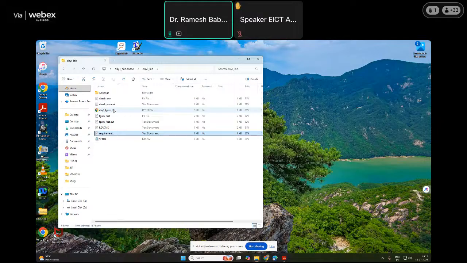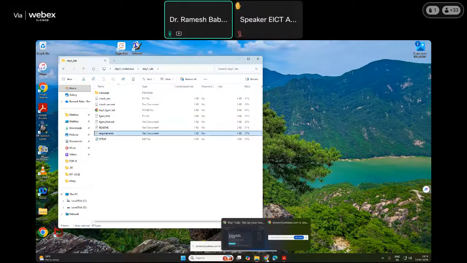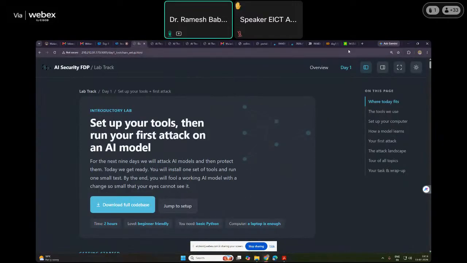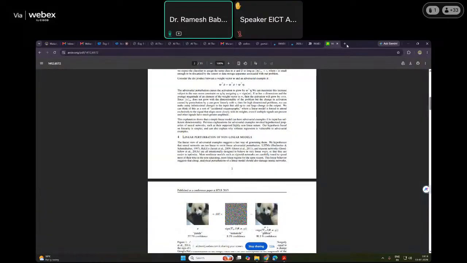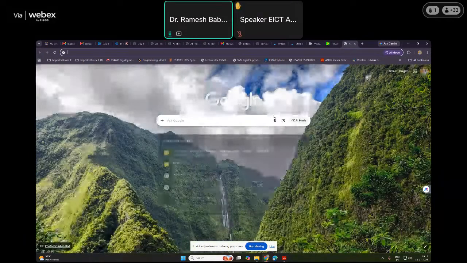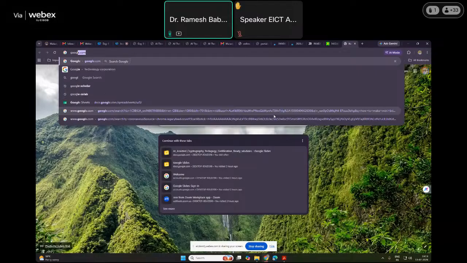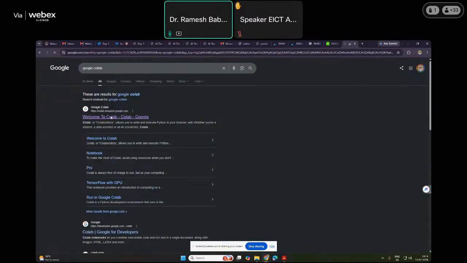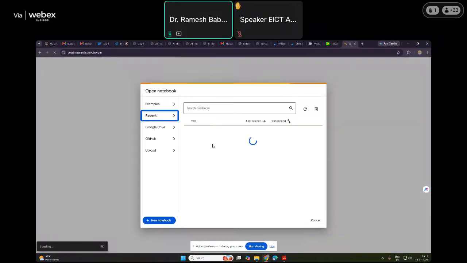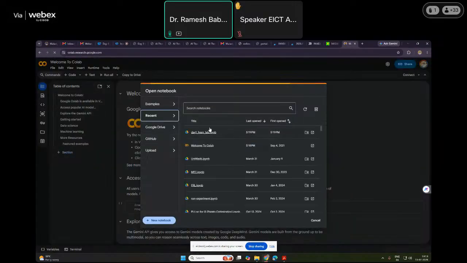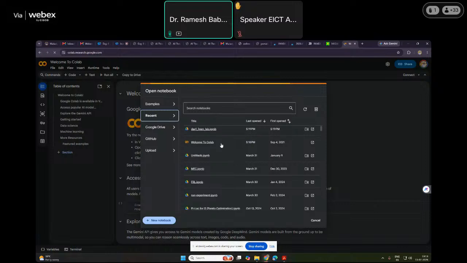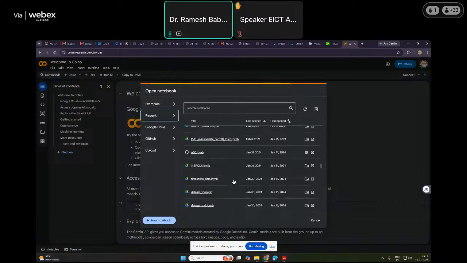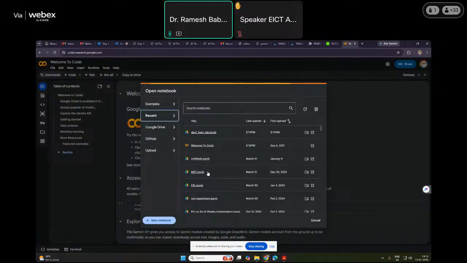I will show you how you will run this on your Colab. You just need to go to your browser. Simply type Google Colab. Whatever is the first link, click there and sign in. When you sign in, you will get a list of notebooks that are already there. You need to import the notebook that I have prepared for you.